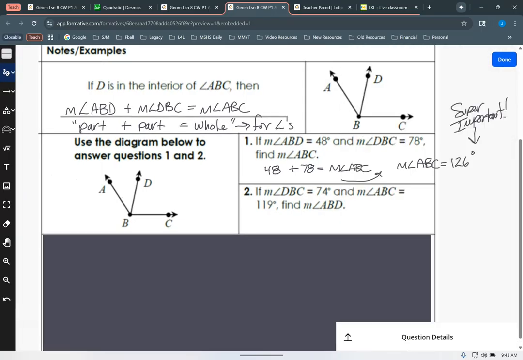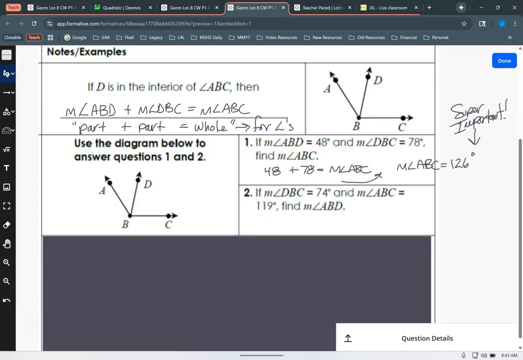So I'm going to minimize that. All right, now let's talk about the next one. Now in the next one, we've got the measure of angle DBC is 74 degrees, and the measure of angle ABC is 119 degrees, right? Okay, DBC, is that a part or a whole? DBC is a part. ABC, is that a part or a whole? That's a whole. Okay, so what we're really doing here now is we're kind of changing it up just a little bit, right? So we're going to go part, which is 74, plus, okay, well, so then we need the other part. What is the other part?